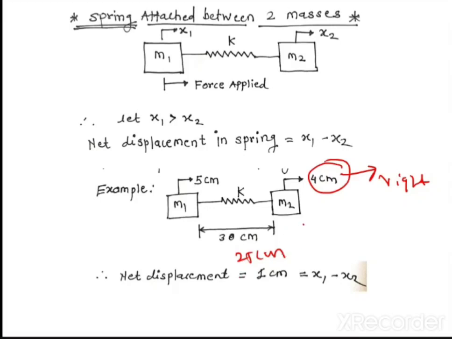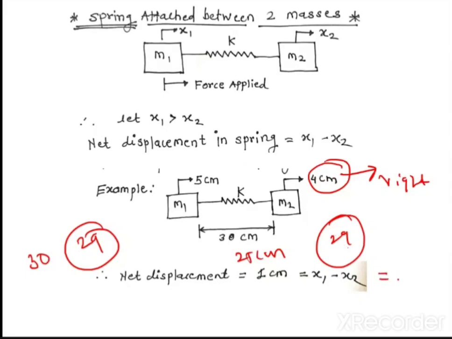Now tell me, what will be the total length of the spring now? 29. Yes, 29. Now original length was 30. This length is 29. Now tell me, what is the net displacement? Net displacement kiti jala tumcha? Original 30 hota ani 5 cm and 4 cm apply kelyantar 29 jala, manje net displacement kiti jala? 1 cm. Manje kay? To 1 cm ni compress jala.